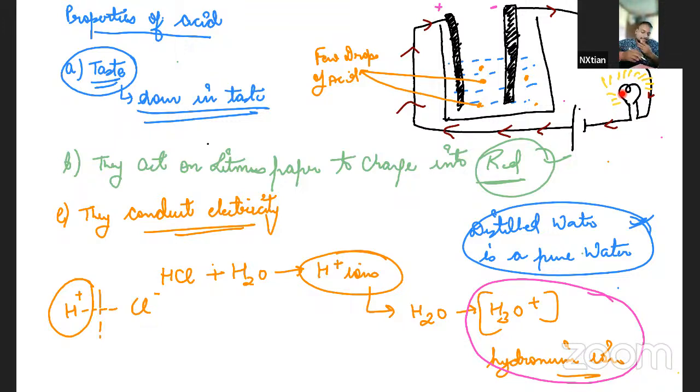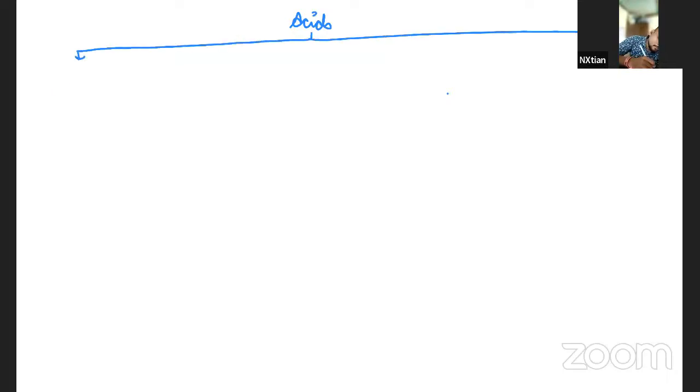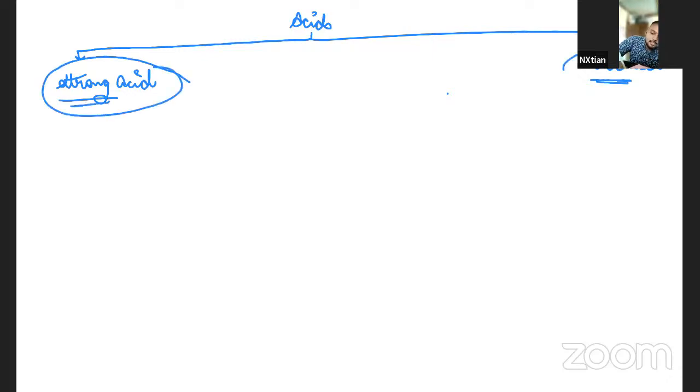Okay. Now, basically, there are two types of acids. First is strong acid, and the second is weak. This is strong acid, and this is weak acid. Now, strong acid. What is the role of strong acid? Please pay attention, okay? I'll take an example first, then I will let you explain.